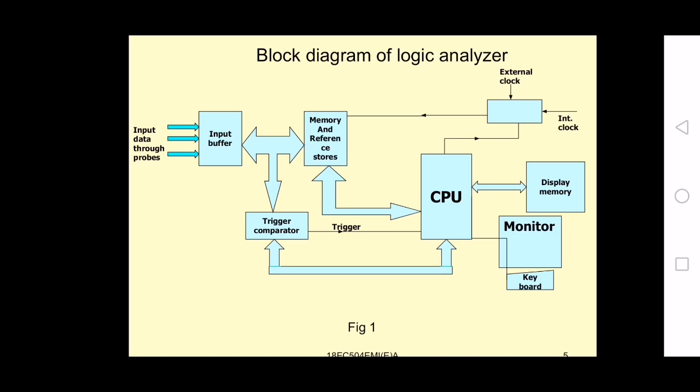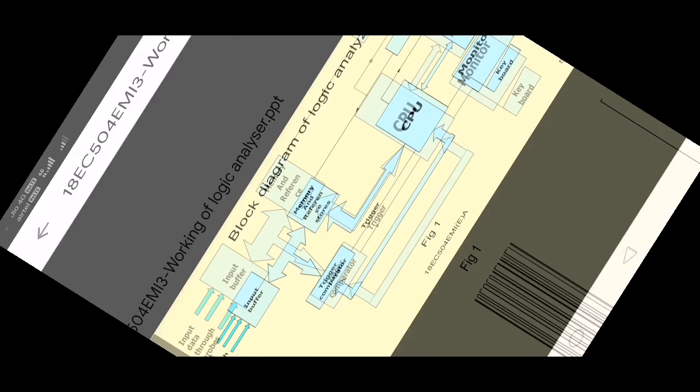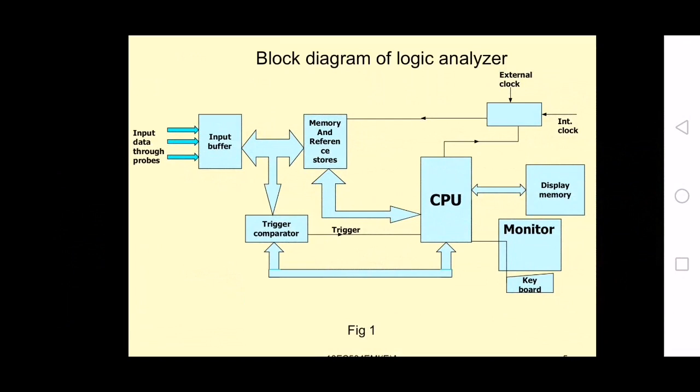These are the different blocks, that is, the system under test. From the system under test you will be having the input data through the probes that comes to the input buffer or input conditional block. From the input conditional block the signal simultaneously goes to the trigger comparator as well as the memory and reference stores. Based on the trigger comparator it will trigger the signal with the CPU.